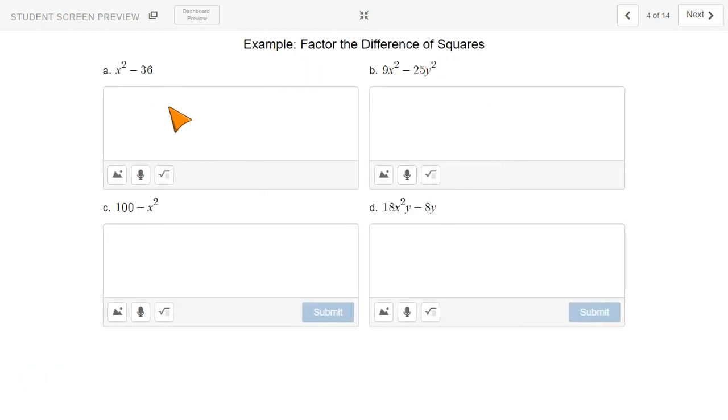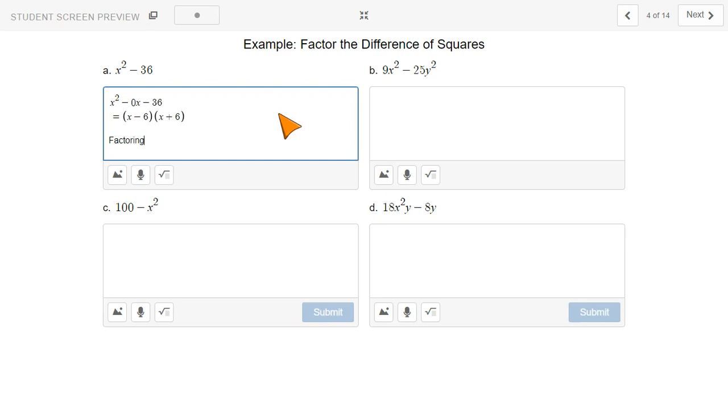Let's do a couple of these. Now this one, I'm going to do it the old way, the way we factored trinomials. Really, this is x squared minus 0x minus 36. Two factors of negative 36 that can add to 0. We would have x minus 6 and x plus 6. So this was factoring like a regular trinomial.